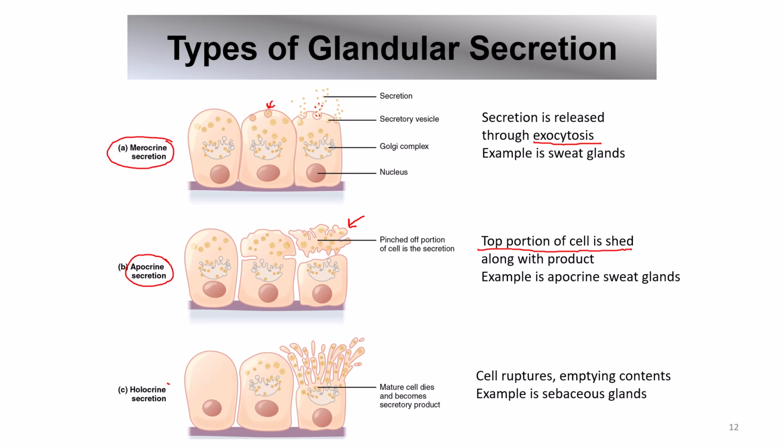Then the third type of secretion that the cell of a gland could perform is that here the entire cell ruptures and whatever was inside comes out. And this is done by sebaceous glands. Alright, so know what these types of secretion methods are about, what's happening with the cells.